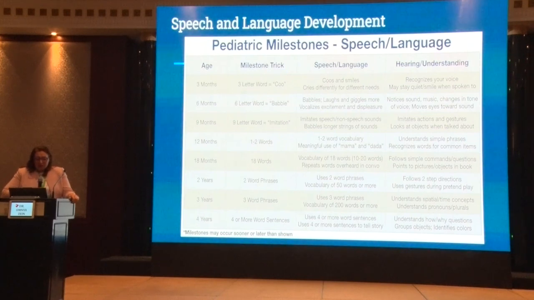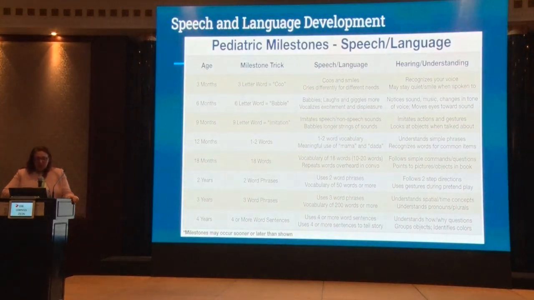At 9 months, from the milestones, he can imitate some words, and at 12 months, he can say 1 or 2 words like baba, like mama, and he can understand simple phrases and recognize words for common items. At 18 months, he can say about 10 to 20 words, repeats words over and over, and also he can respond to the orders given to him.